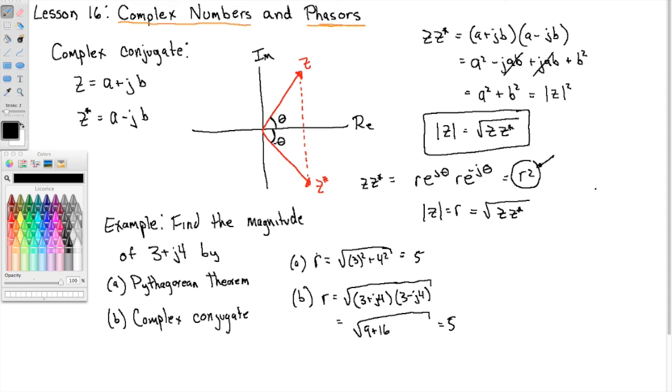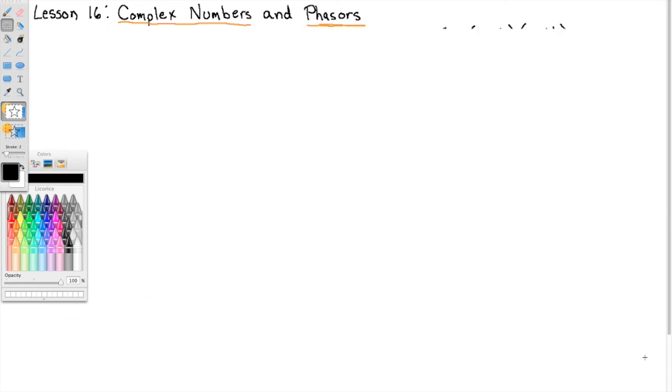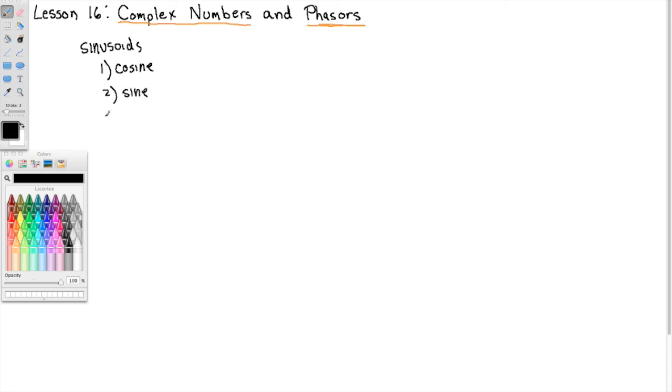All right. So now I want to come around full circle. Remember what got us here. And that was sinusoids. A sinusoid is a cosine, a sine, or a complex exponential. All right, well, let's prove it now. Let's prove that these are all part of the same family.